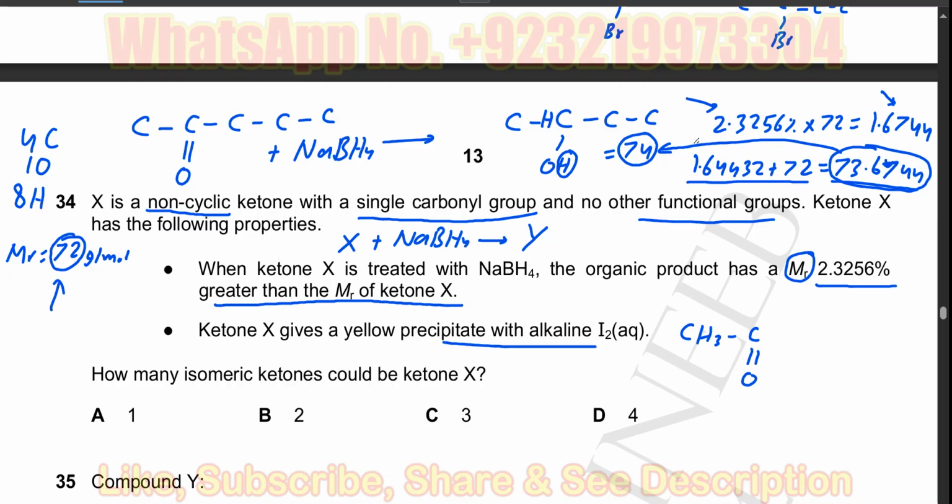This 73.67 is not equivalent to the 74, which I told you before should be an increase of 2 units, because only 2 hydrogens were added. So the change should be from 72 to 74, whereas in our calculation 72 changed into 73.67, which is not correct. This means we need to modify the structure of the ketone we took. So I'm going to add an additional carbon atom or chain in the original ketone.